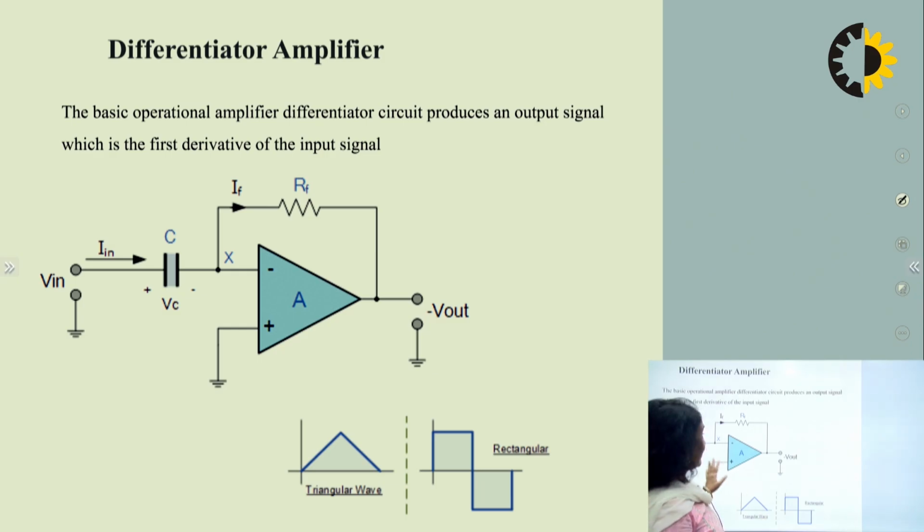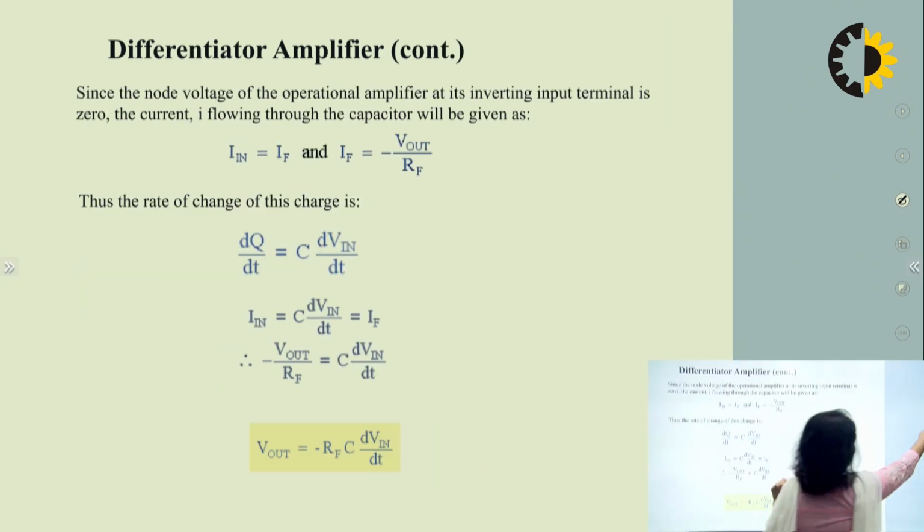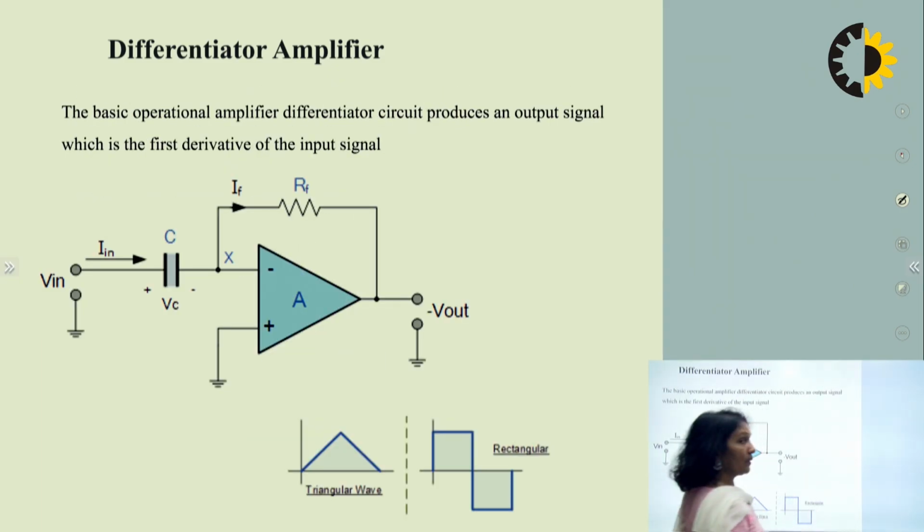The differentiator circuit is exactly the same as the integrator circuit. The only thing is these two elements have been swapped. So in place of the input resistance in the inverting amplifier, we place the capacitor, and the feedback resistance will be there, and we get the differentiator type of circuit. So if you apply the triangular wave, you'll get the rectangular wave at the output.